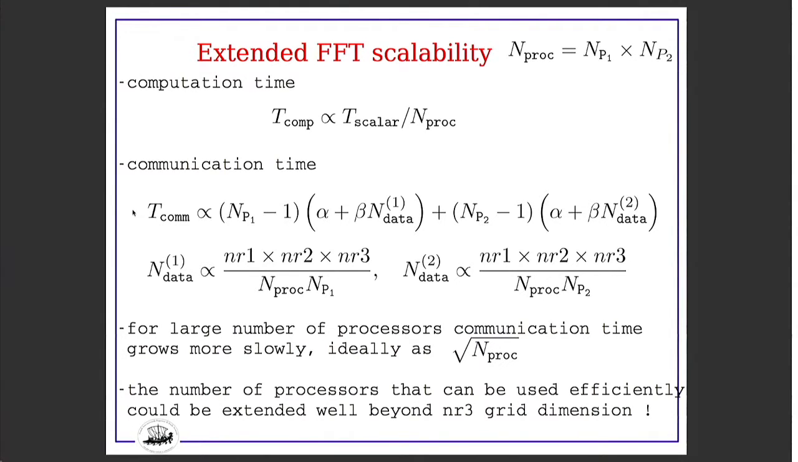And what is more important, and is probably becoming more important, before actually the timing is all dominated by the latency. But what matters is that now you are limited to NP1 and NP2 being less than, respectively, NR3 and NR2, because these are the limits that you have. And so this should allow us to scale to at least an order of magnitude more processors, hopefully. So this is it.